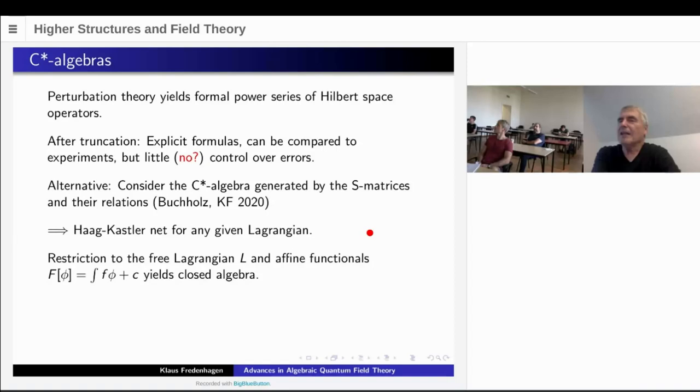Now let me describe one relation you can derive from the framework. This is a relation when you concentrate on the free Lagrangian, where the potential part is just m squared times phi squared. The m might also be zero, but this doesn't matter here. We look at functionals which are linear in the field phi, and maybe in addition have some constant contribution. I will show that this subset of S matrices corresponding to these functionals creates a sub-algebra, and actually a sub-algebra we know very well.